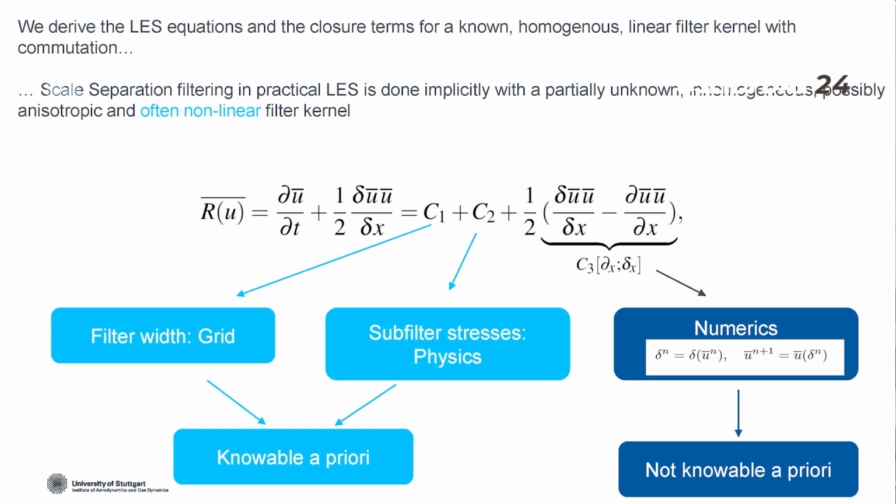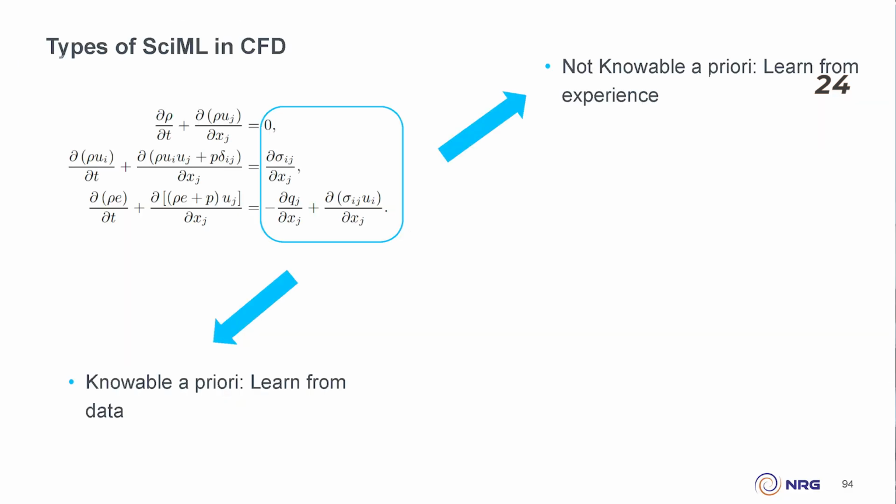If you're interested in the details, here are some papers, but maybe let me show you it in this video here, essentially. So the type of model that I need is not knowable a priori. If it's knowable a priori, I can learn from data. I can do supervised learning. If it's not knowable a priori, then I would have to learn from experience.